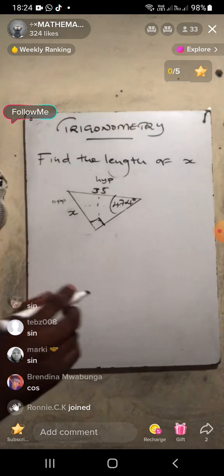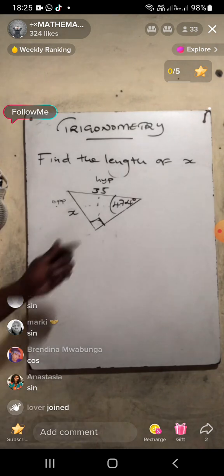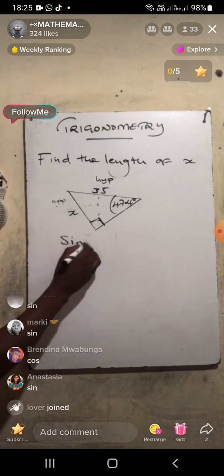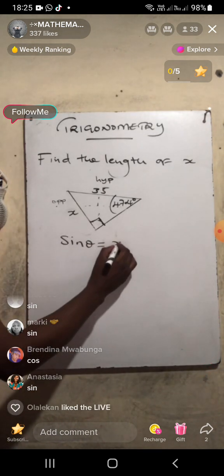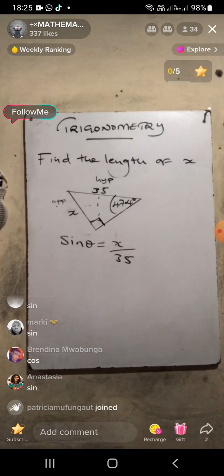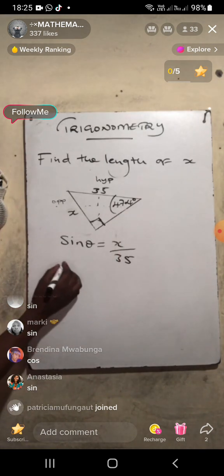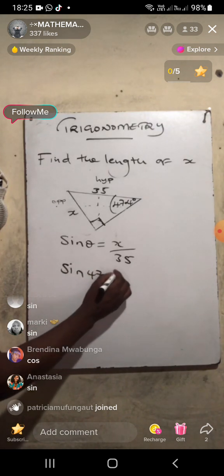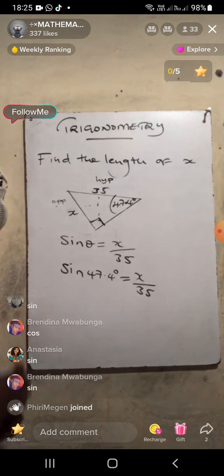So yes, indeed, we are going to use sine because we have opposite and hypotenuse. So what we are going to do is say sine theta is equal to opposite, which is x, over hypotenuse, which is 35. Don't forget that where theta is, we put the angle. So we can say sine 47.4 degrees is equal to x over 35.